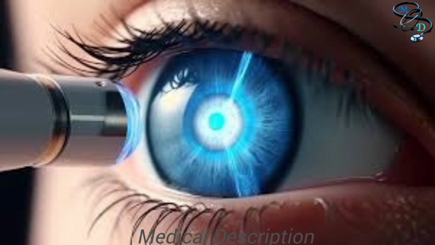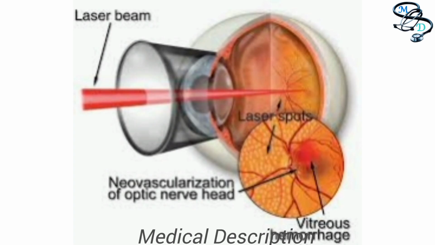There are two types of laser treatment. Focal grid laser treatment works on a small area of the retina to treat diabetic macular edema, and the scatter laser treatment, also called pan-retinal photocoagulation (PRP), covers a large area of the retina. This method treats the growth of abnormal blood vessels called proliferative diabetic retinopathy.